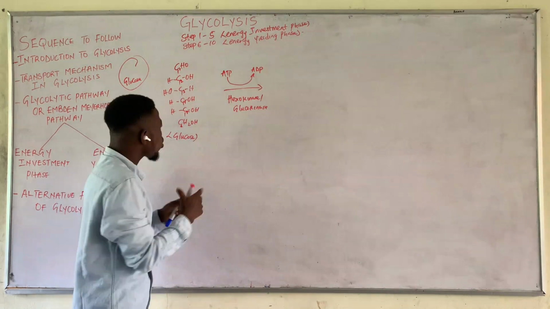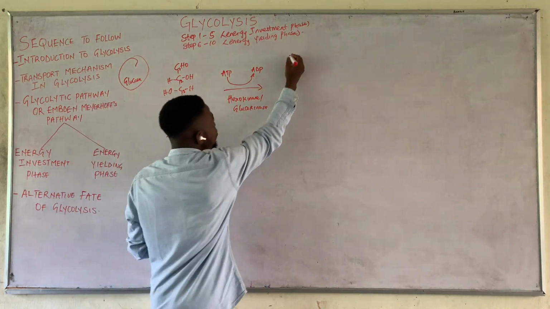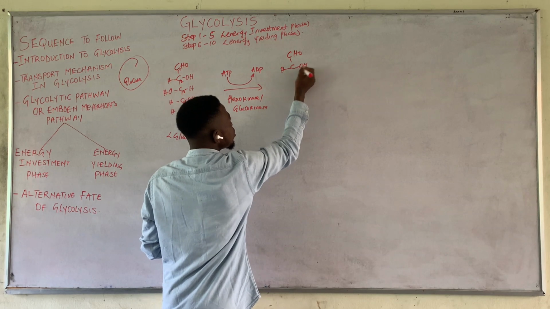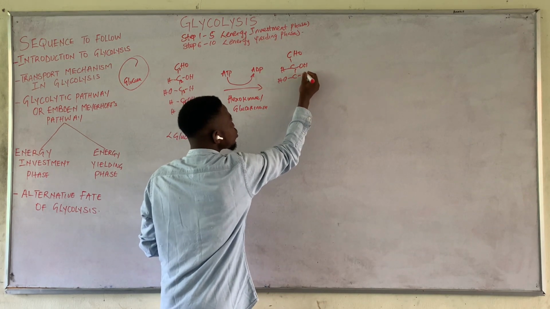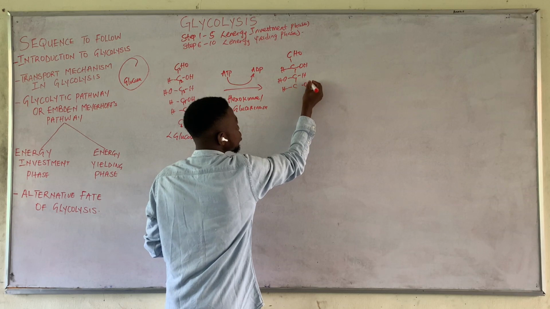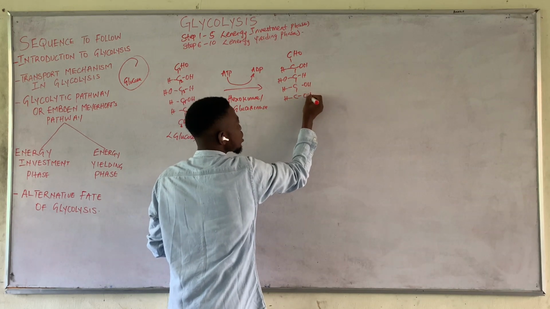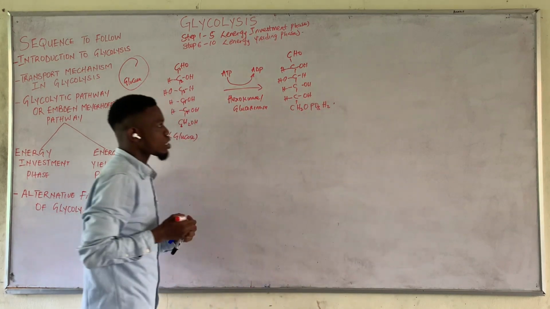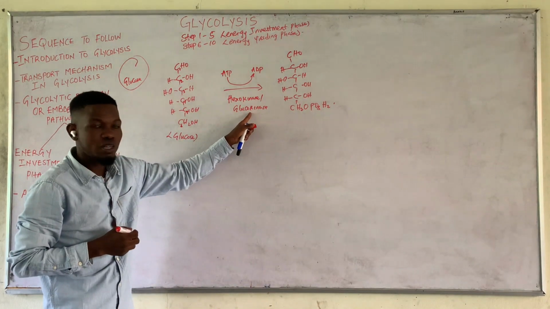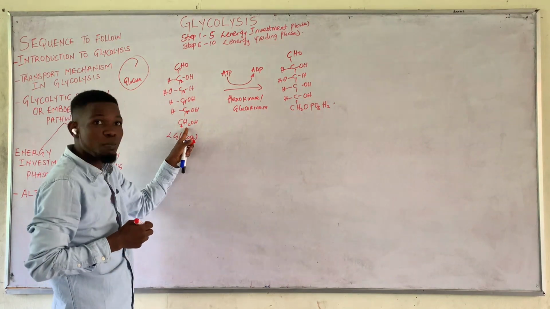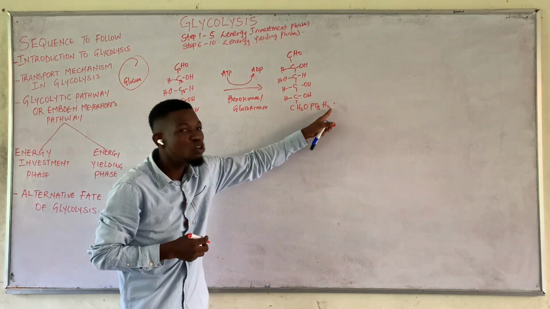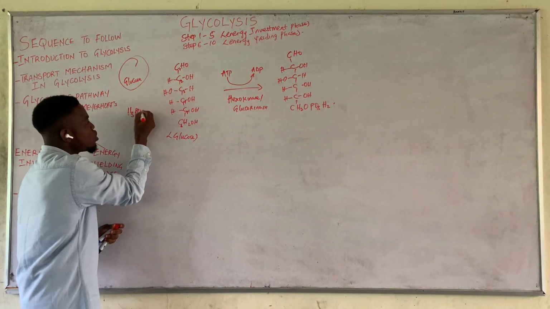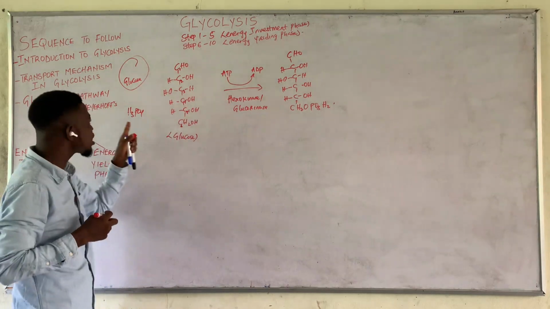When we add the phosphate group to the carbon 6, what we have is CHO, then CHOH, CHOH, CHOH, CHOH, then CH2O, PO3, H2. Can you see now that the phosphate group coming from the ATP has been added to form the CH2O, PO3, H2? The phosphate group that is coming from ATP is H3PO4.